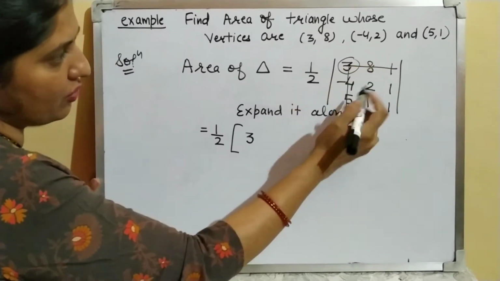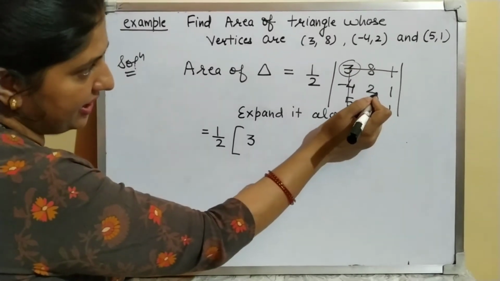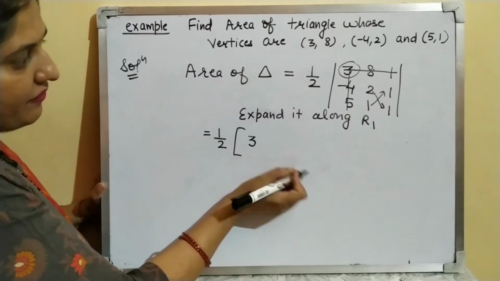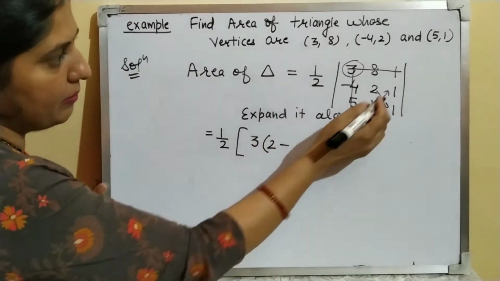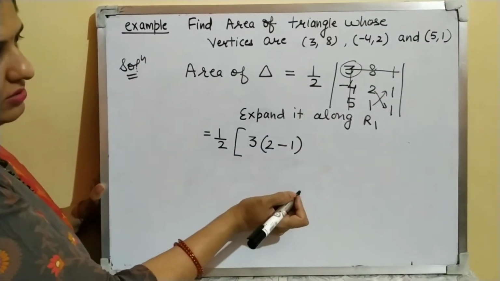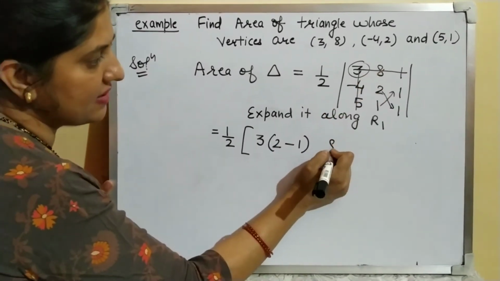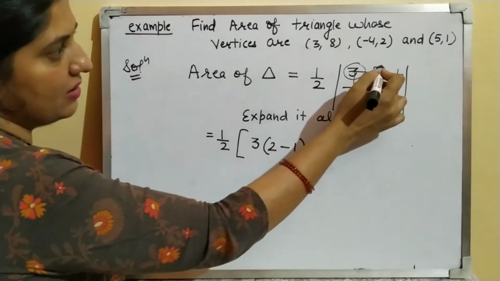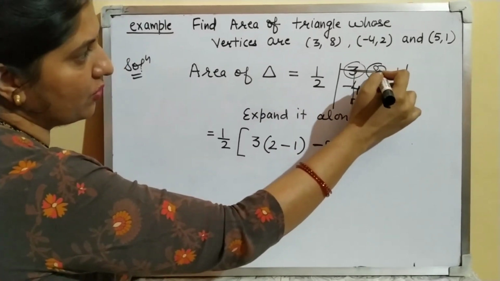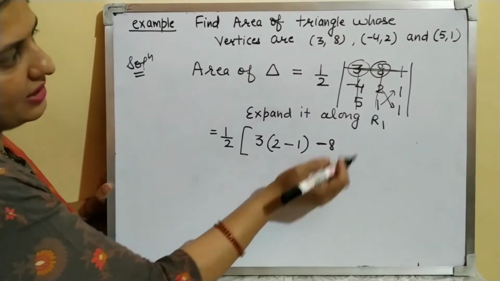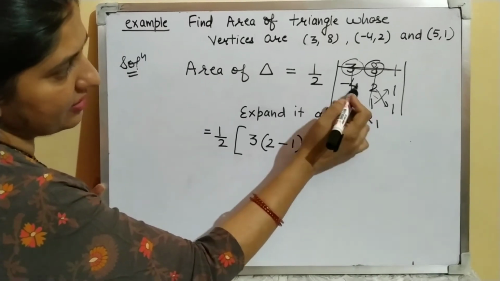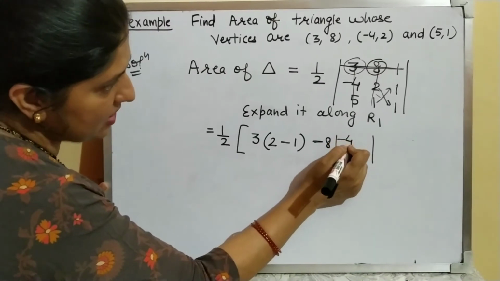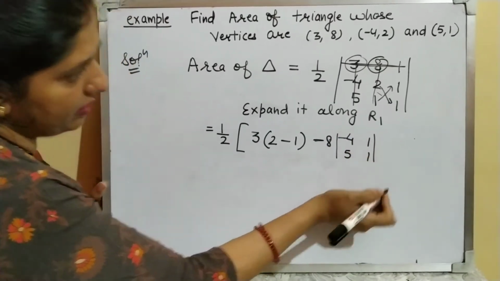Leave the first row and first column and take the second order determinant of the remaining entries. What we get is 2, 1, 2, -1, 1, 1. Now the next element is 8. Sign will be negative. Just eliminate the first row and second column and simplify the second order determinant. The second order determinant is -4, 1, 5, 1.